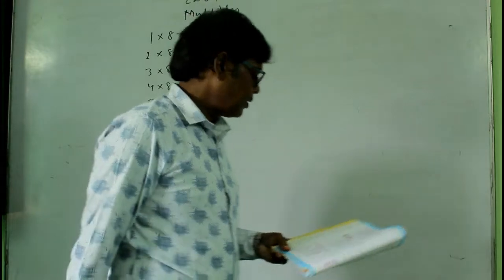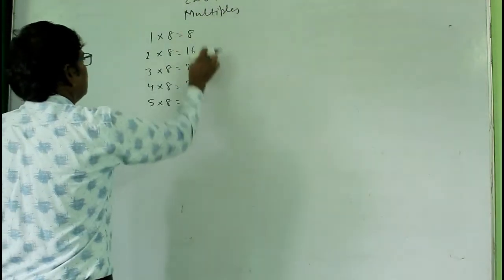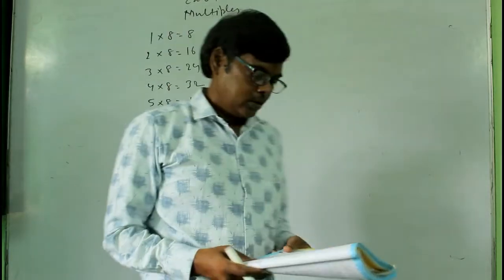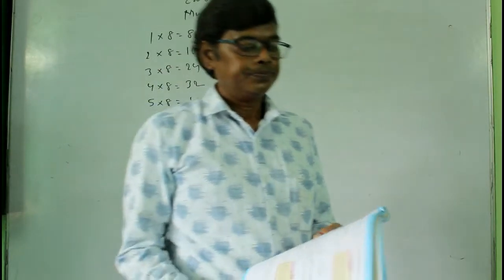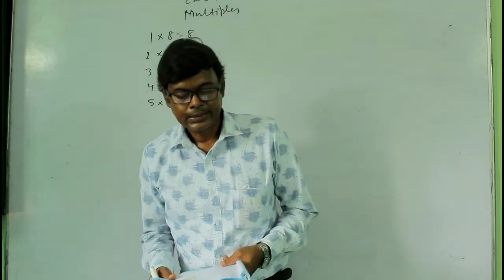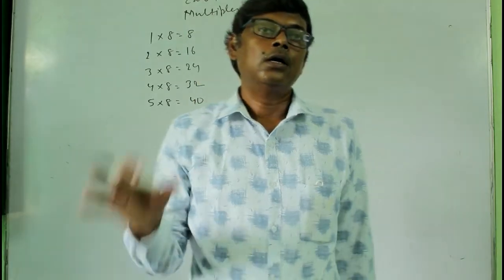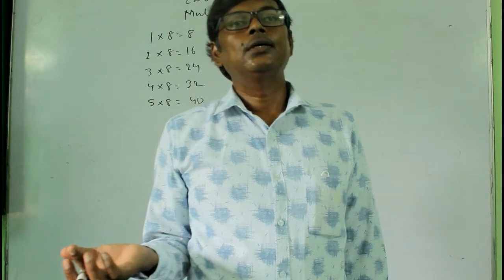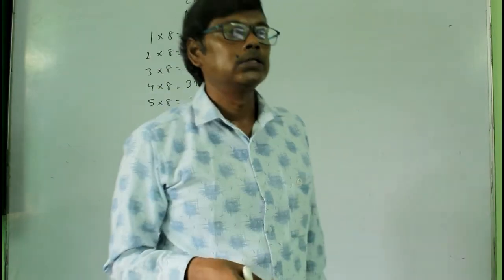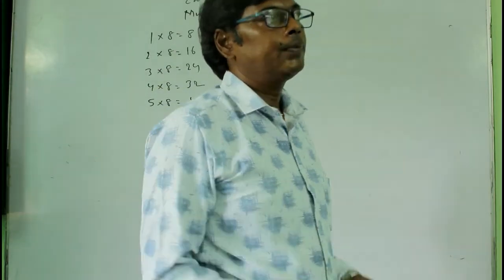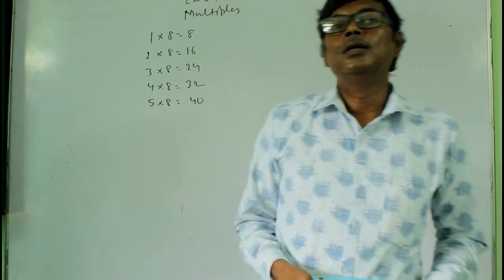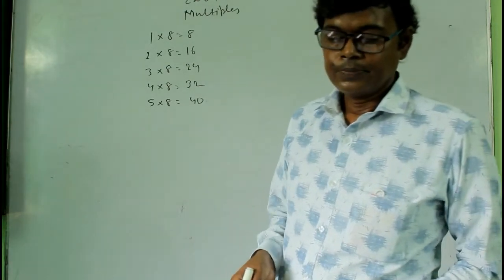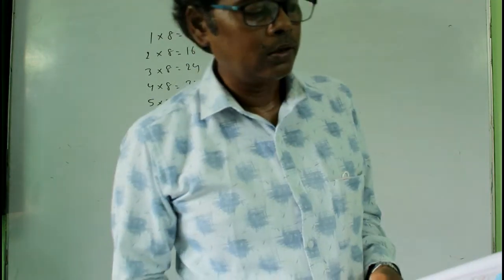So here, these are all the products, and 1 and 8 are the factors. The definition is that the products of the factors are called the multiples. Finding the multiple is very easy as compared to finding the factors of a number. And a multiple is the product of 2 or more factors.